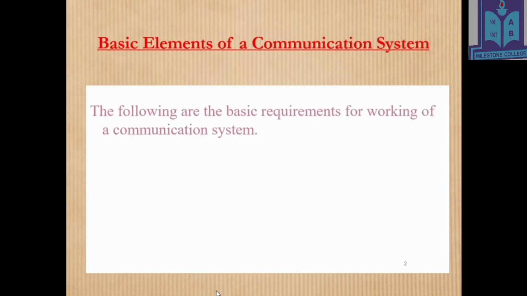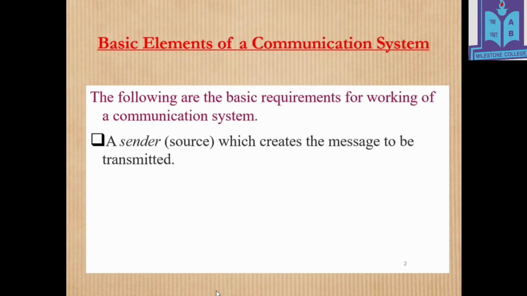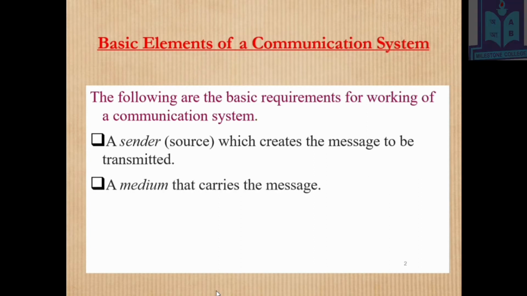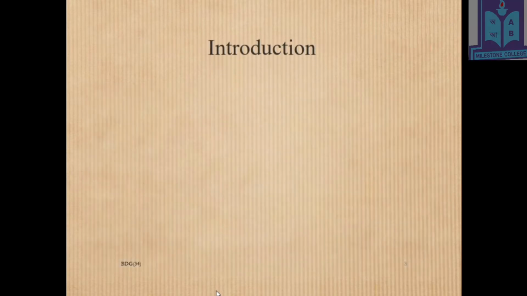So, basic elements of a communication system. There are some basic requirements for the working of a communication system: a sender or source which creates the message to be transmitted, a medium that carries the message, and a receiver which receives the message. So these are the basic elements that we have. Now I am going to the introduction.